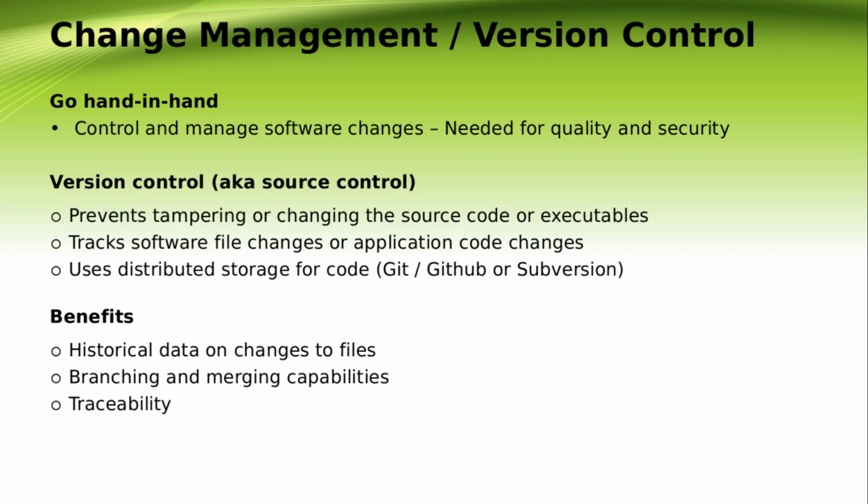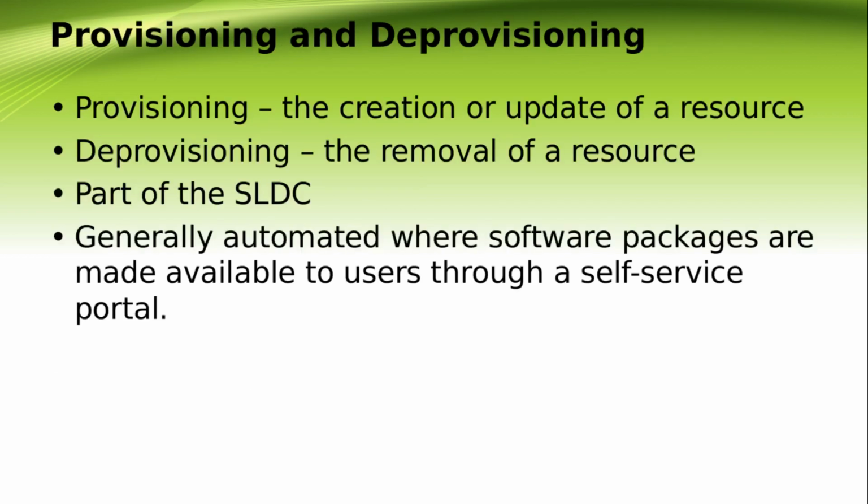So let's move on to the next topic: provisioning and deprovisioning. Provisioning is the creation or update of a resource. Deprovisioning is the removal of a resource. Provisioning and deprovisioning are part of organizational lifecycle management and can affect any number of assets. Software provisioning and deprovisioning are generally automated processes in which software packages are made available to computers and used through a self-service protocol. Provisioning can be integrated with other technology as well.